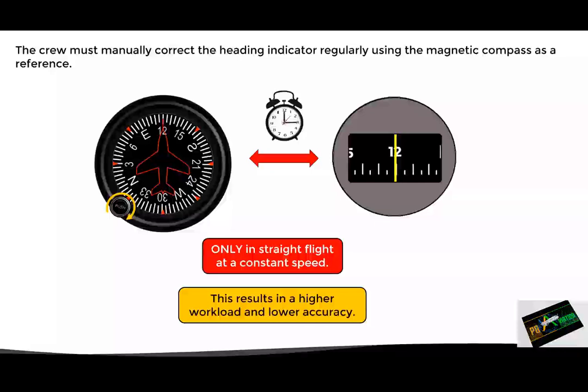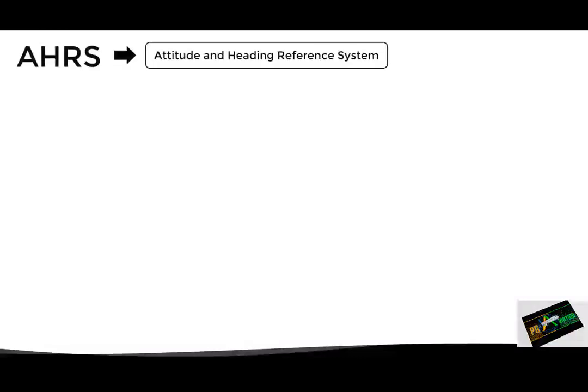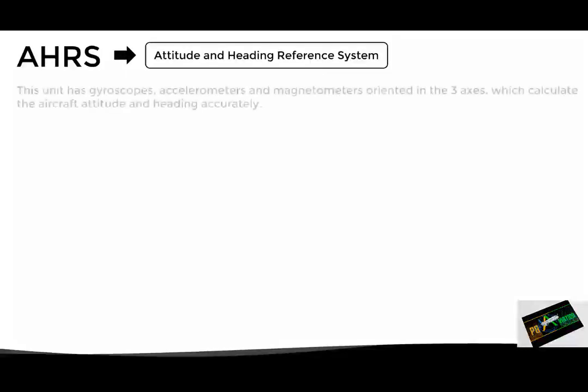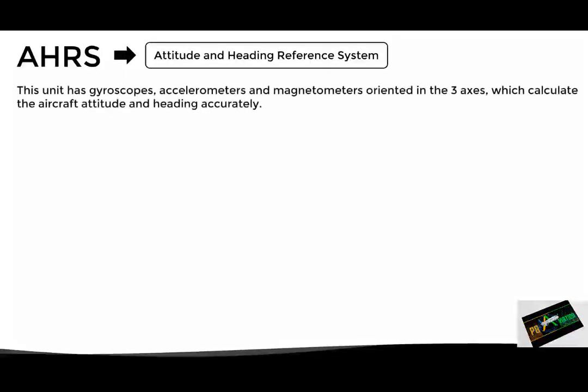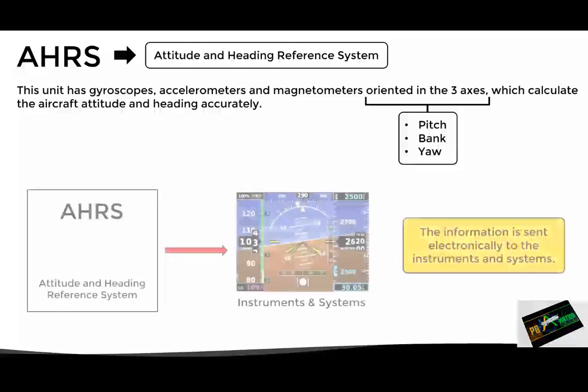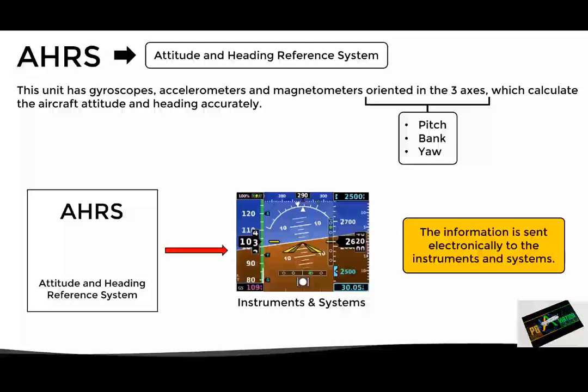As we have seen, these conventional gyroscopic instruments tend to have low accuracy and several disadvantages. So in order to improve the accuracy and functionalities of the system, the attitude and heading reference system was developed, which is abbreviated as AHRS. This unit has gyroscopes, accelerometers, and magnetometers oriented in the 3 axes. These sensors calculate the aircraft attitude and heading accurately in real time, based on the measurement of the movements of pitch, bank, and yaw. Then the information is sent electronically to the relevant instruments and systems.